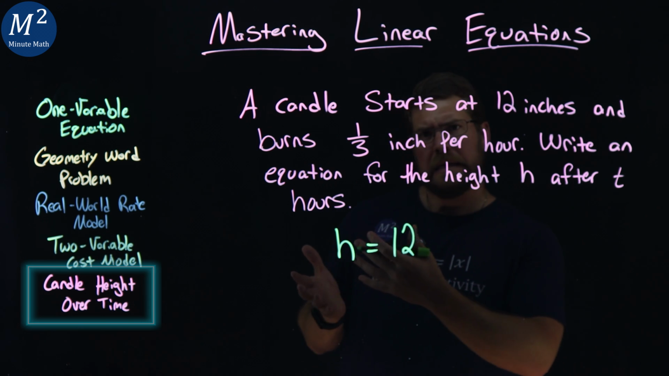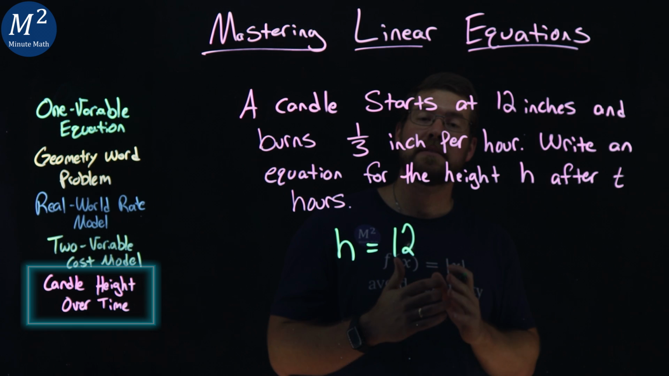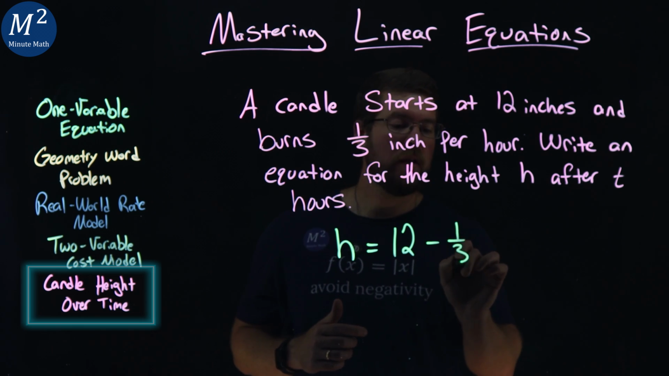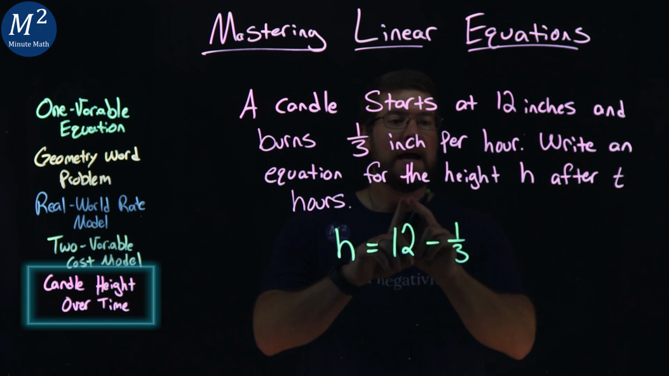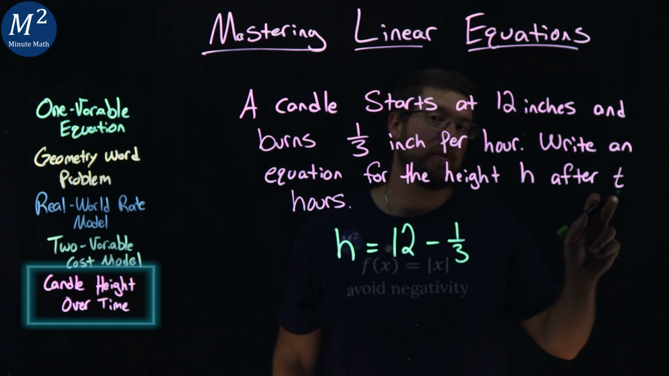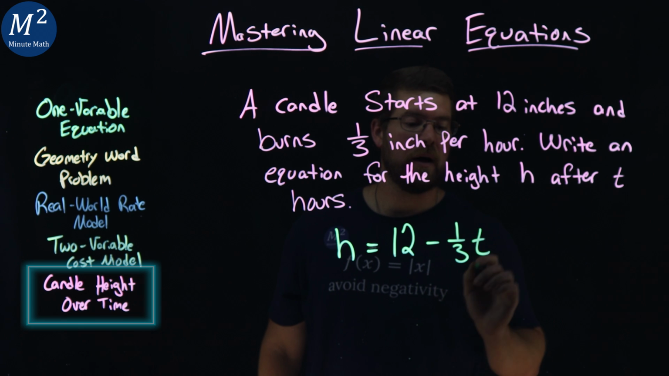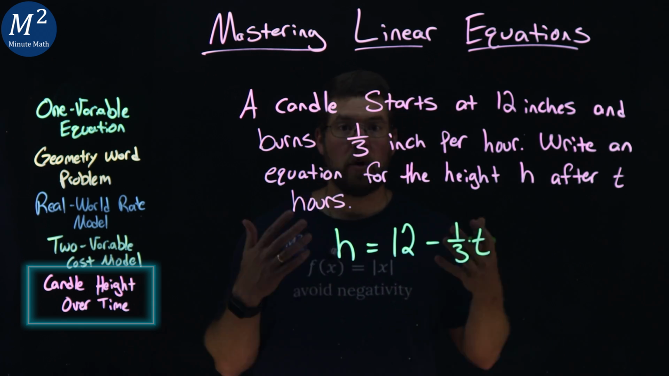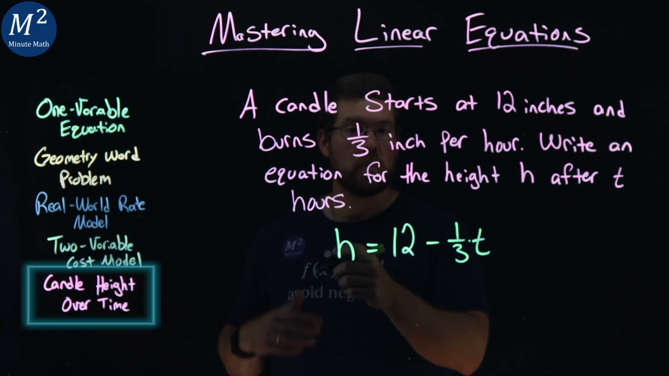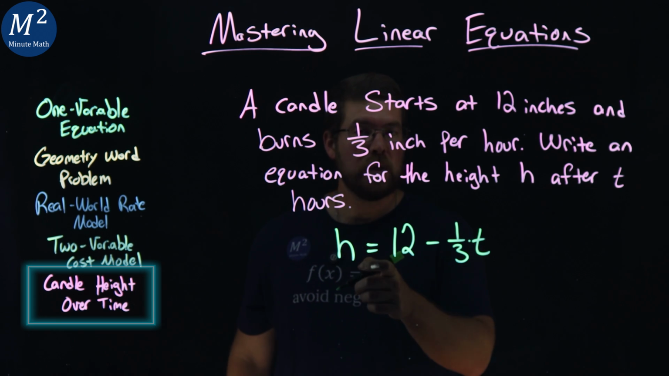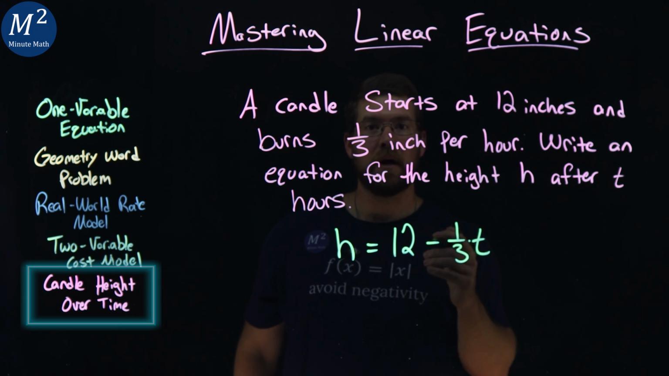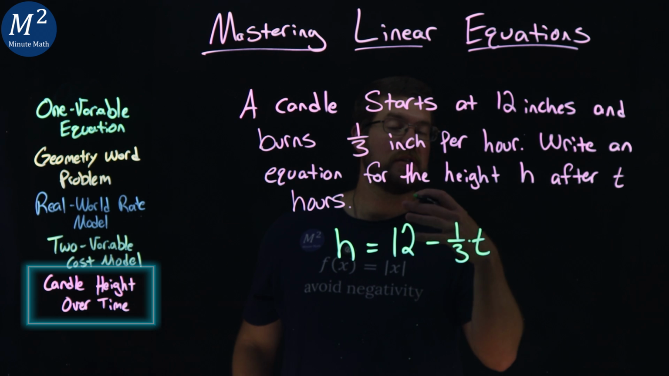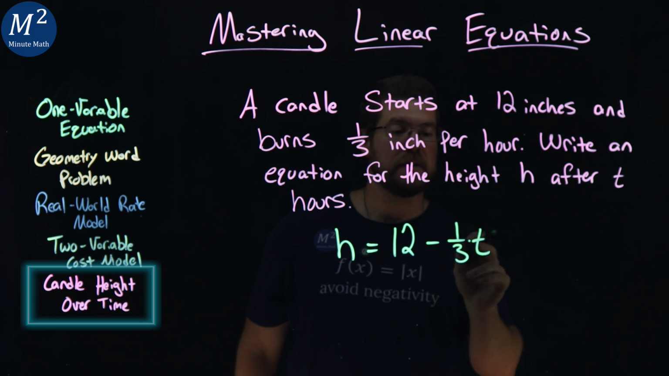So we're getting a shorter candle as time goes on. So we're just subtracting a rate of 1/3 an inch per hour. And they tell us here that t represents the number of hours that have gone by. So we multiply that by 1/3. And now we actually have our equation. Our height h, whatever it is of the candle, is equal to 12. The initial height starts at 12 inches minus the rate at which it's burning down per hour, 1/3 times t.